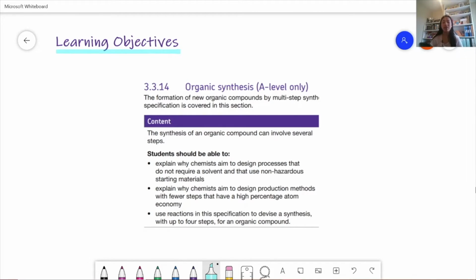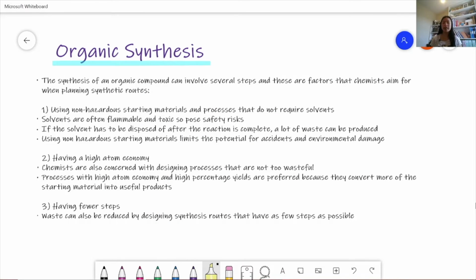Today's learning objectives are to firstly explain why chemists aim to design processes that do not require a solvent and that use non-hazardous starting materials, to explain why chemists aim to design production methods with fewer steps that have a high percentage atom economy, and use reactions in the specification to devise a synthesis with up to 4 steps for an organic compound. So now we're going to look at organic synthesis.